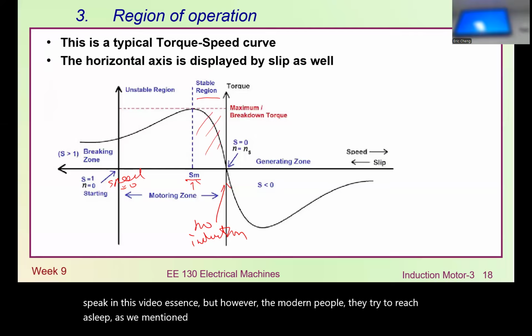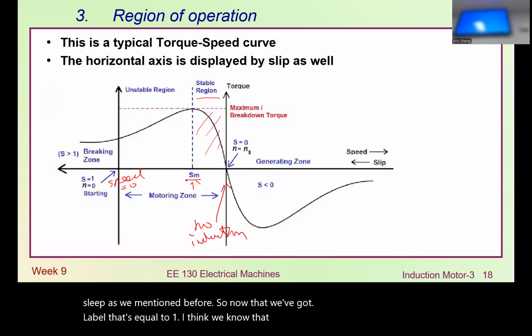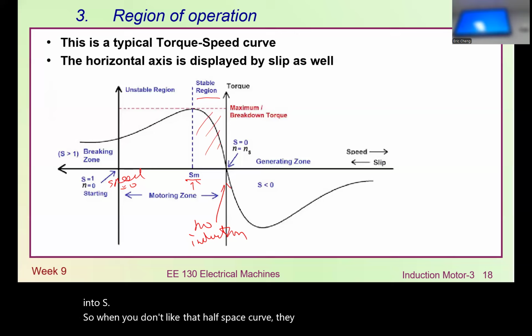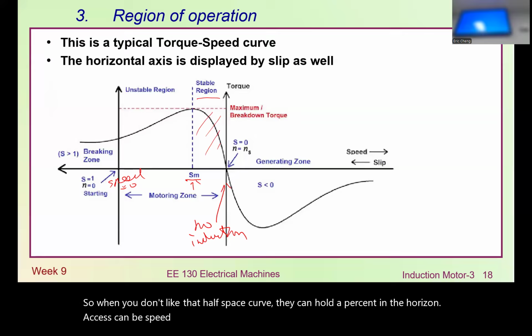So now we have another label on the curve: slip equal to 1. I think we know that. And then slip equal to 0, and so on, slip equal to negative. So you can use our equation; when we do the equation, you can convert the speed into slip S. So when you look at the torque speed curve, the horizontal axis can represent speed or slip. They are both the same.